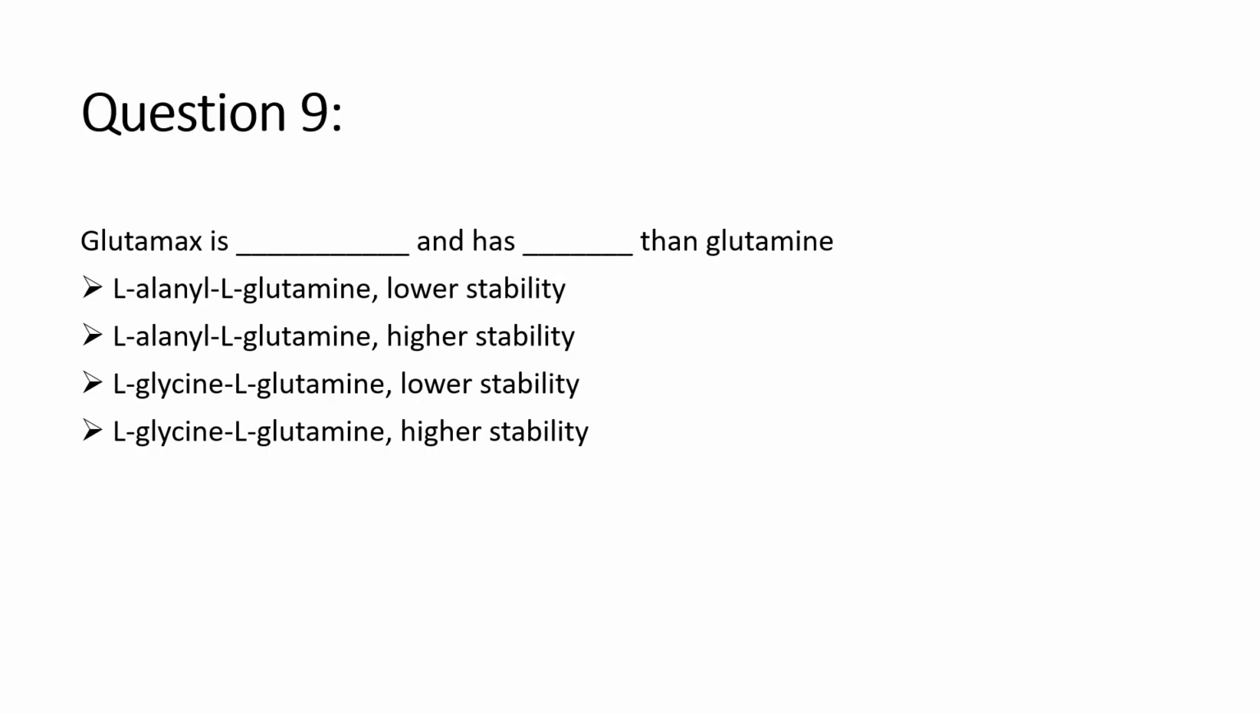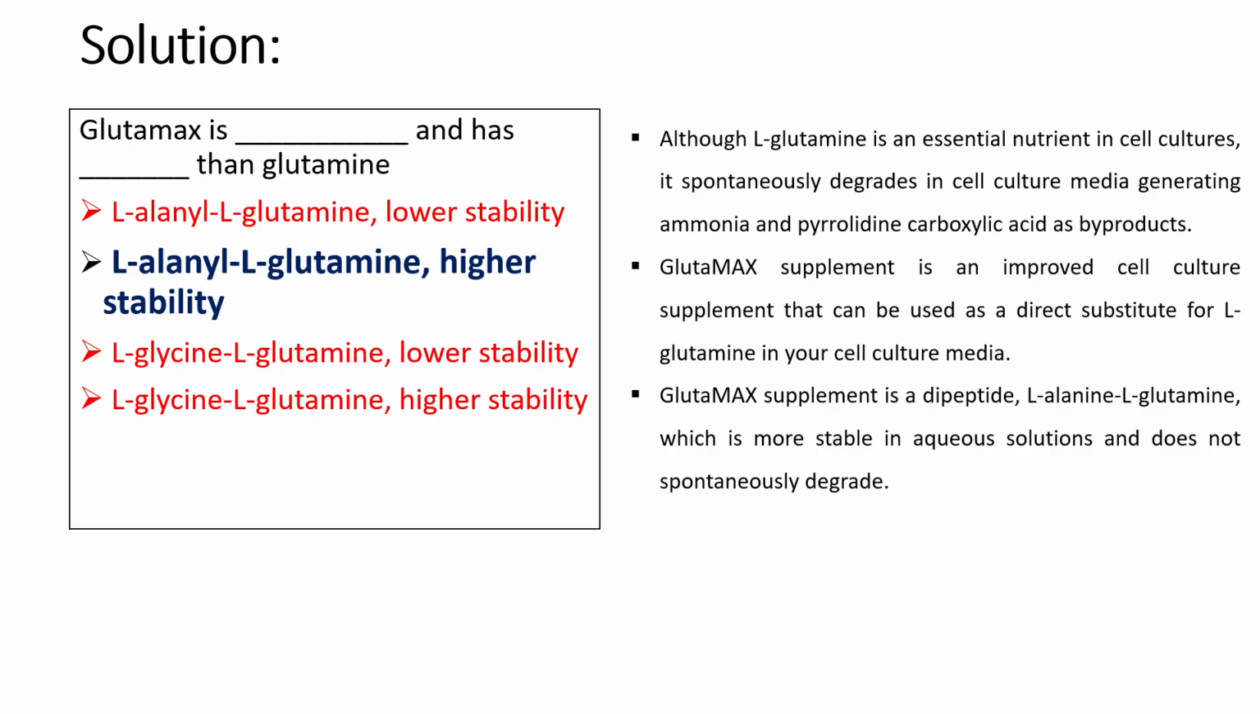So you're saying it should be option B. Let's see. So option B is the right answer. Glutamax is L-alanine L-glutamine and has higher stability than glutamine. Although L-glutamine is an essential nutrient in cell culture, it spontaneously degrades in cell culture media, generating ammonia and pyrrolidine carboxylic acid as byproducts. The Glutamax supplement is an improved cell culture supplement that can be used as a direct substitute for L-glutamine in your cell culture media. Glutamax is a dipeptide, L-alanine L-glutamine, which is more stable in aqueous solution and does not spontaneously degrade.